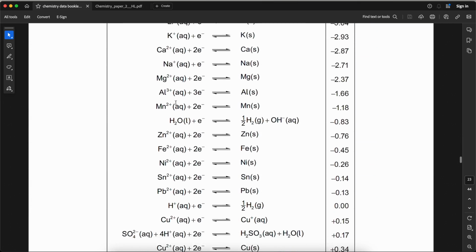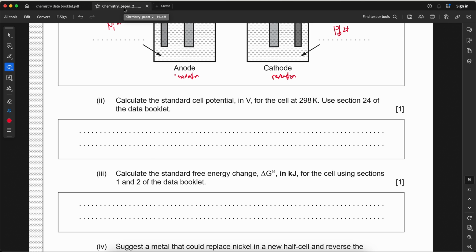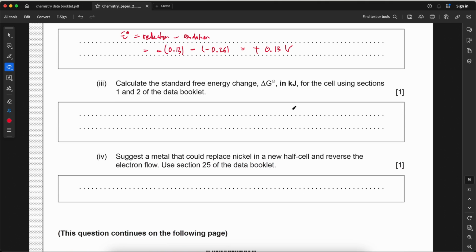So Ni is negative 0.26, Pb is negative 0.13. So E cell will be reduction minus oxidation. Reduction is Pb, which is negative 0.13, minus oxidation, which is Ni, negative 0.26, and you've got 0.13 volt.